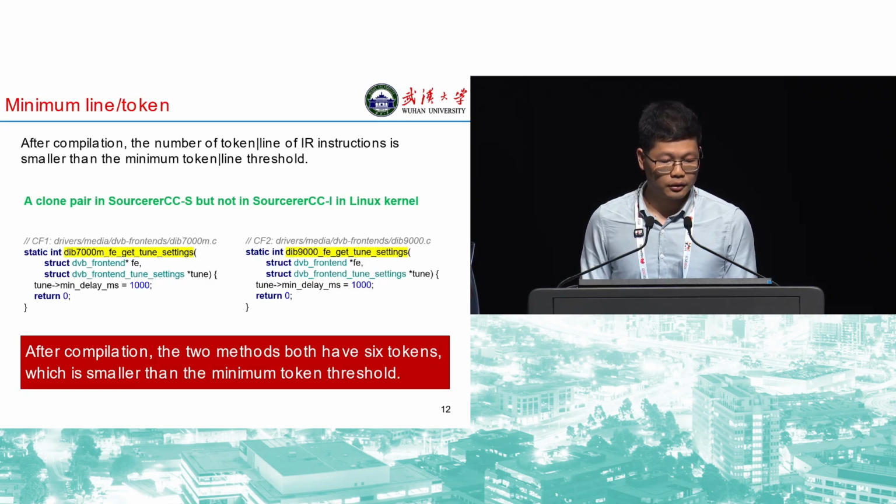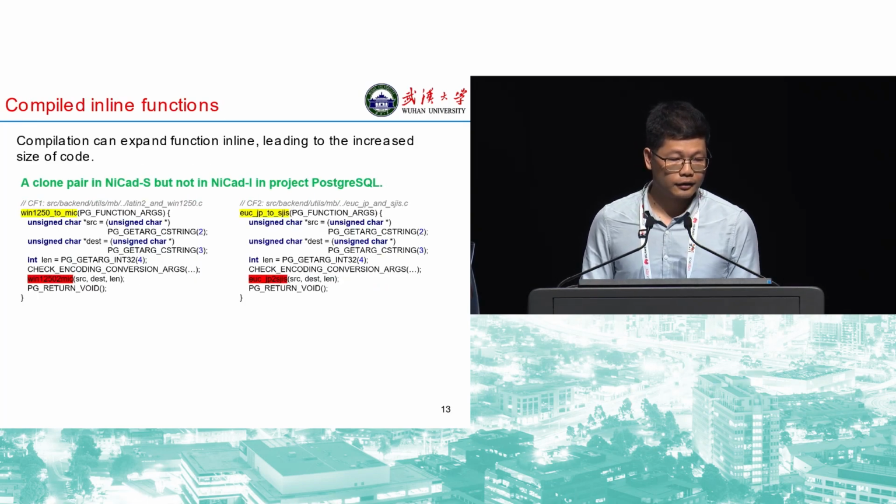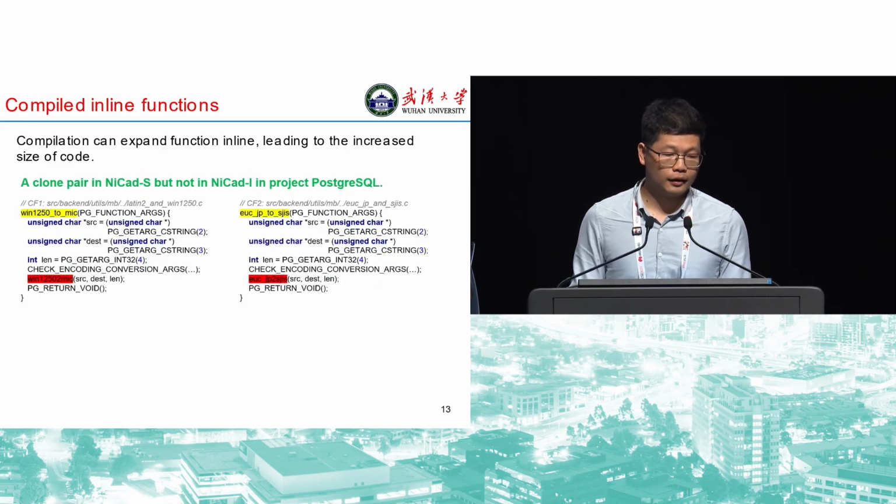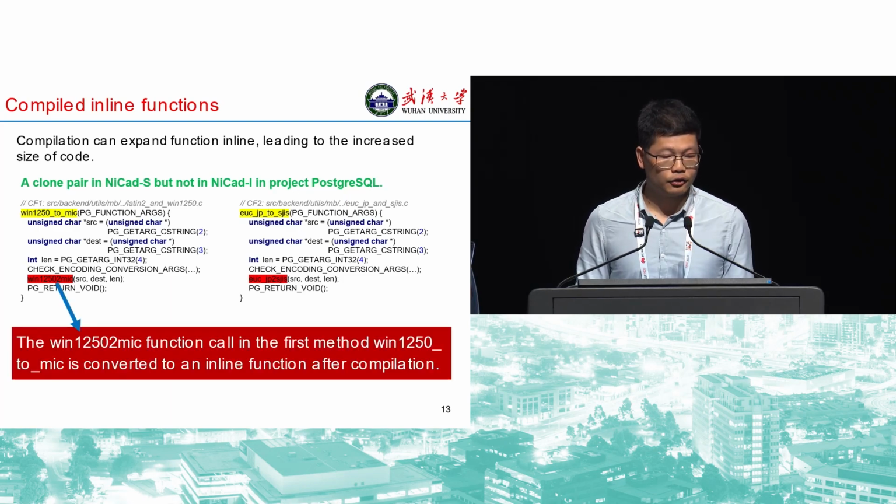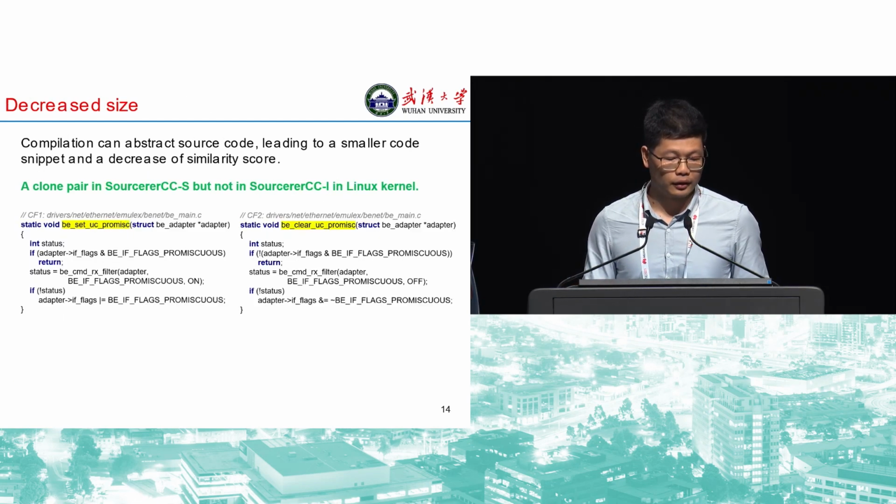You can see that the source code pair is a clone pair in SourcererCC, but after compilation, the 2 methods both have 6 tokens, which is smaller than the token threshold. And the second reason is compiler inline function. The compilation can expand functions inline, leading to an increased size of code.